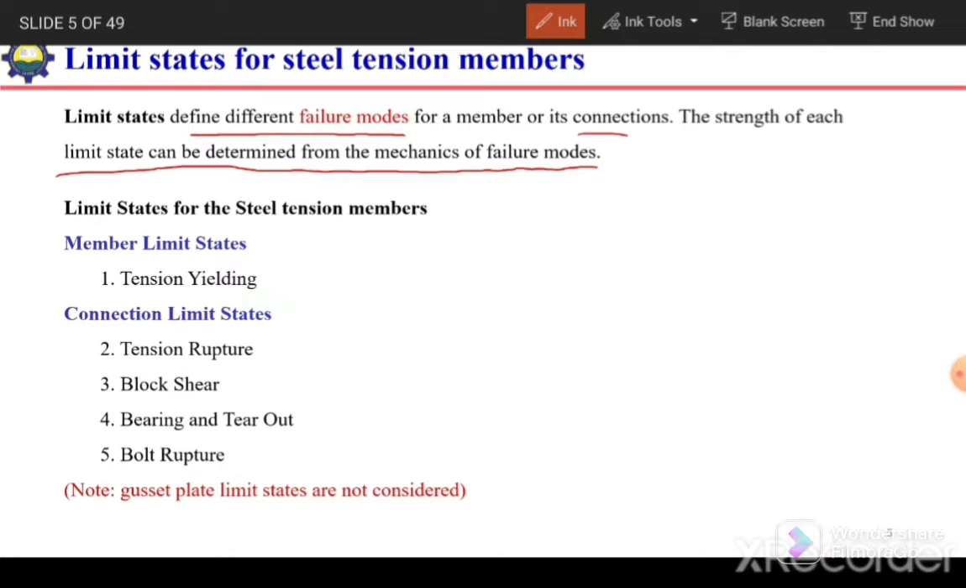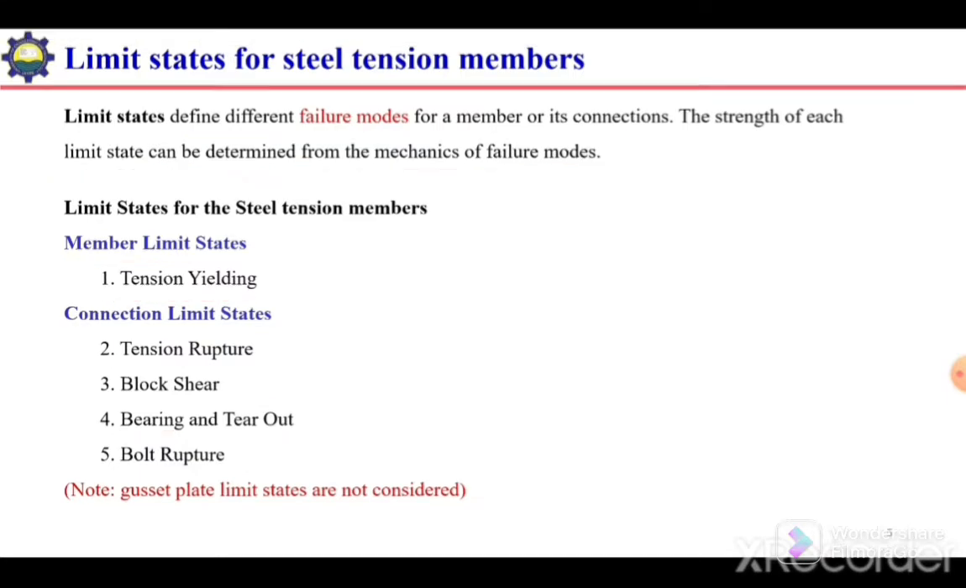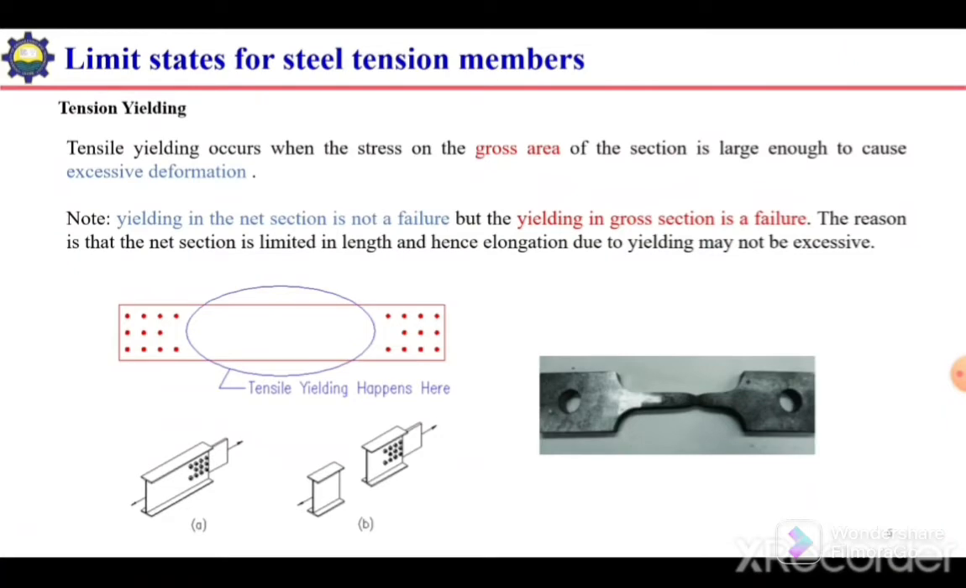In case of tension members, there may be 5 or 6 different types of failure modes that can occur. So limit states are failure modes for the steel tension members. In case of member limit state, there could be tension yielding. We will see one by one what these limit states are. In the connection, there might be tension rupture, block shear, bearing or tear out, and bolt rupture. So these types of failure can occur in case of a tension member. Let's discuss all these limit states one by one. So first of all, tension yielding.